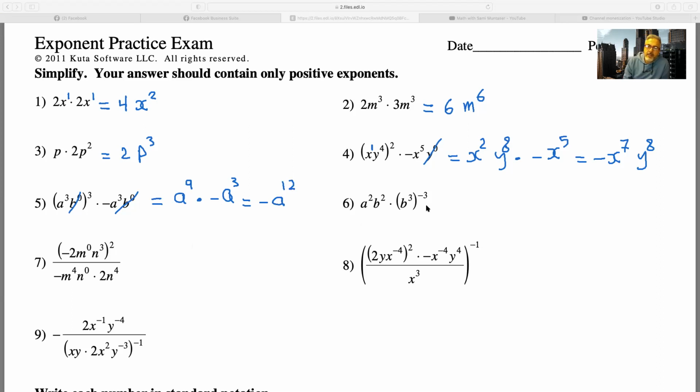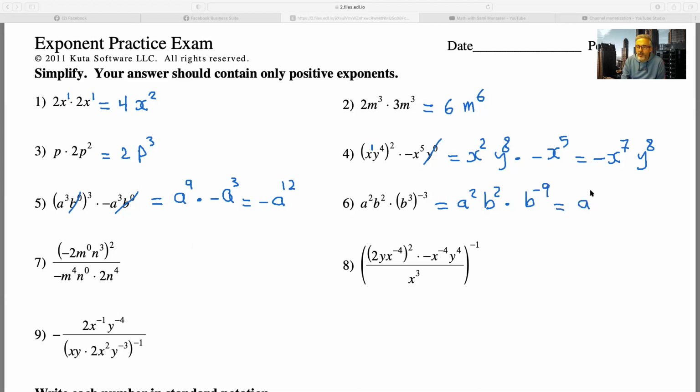This one here. So we have a squared, b squared times b. Negative 3 times 3 is negative 9.